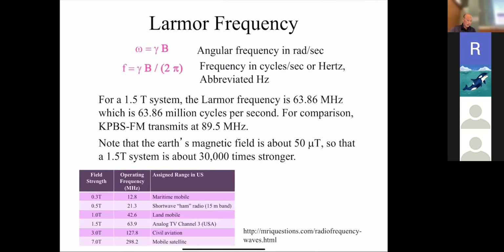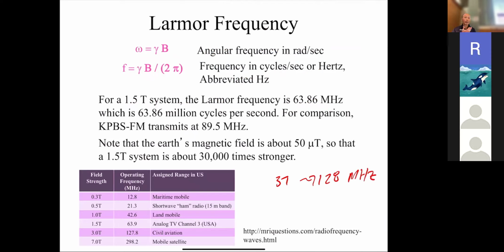And then finally, we want to introduce the Larmor frequency. So omega equals gamma times B. That's the angular frequency in radians per second. Or in frequency, it's gamma B over 2 pi, and this gives you the frequency in hertz. So for a 1.5 Tesla system, the frequency would be about 64 megahertz, right? And for a 3 Tesla system, it'd be about 128 megahertz.